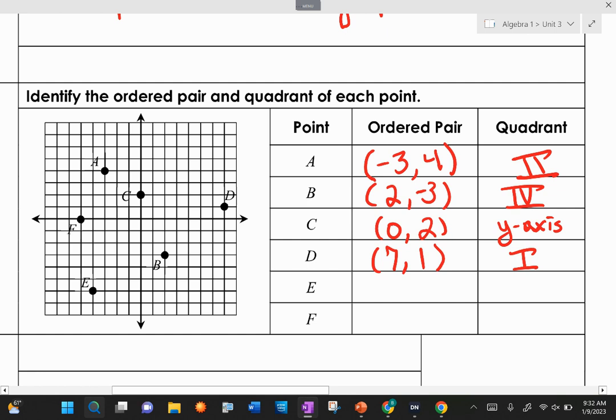E. We're going to go to the left 1, 2, 3, 4. Is that right? Looks like 4. Okay, and then down 1, 2, 3, 4, 5, 6. For a negative, negative, which will be quadrant 3. And then we have letter F, which is to the left 1, 2, 3, 4, 5, and down or up 0. Just going to put us on the x-axis.